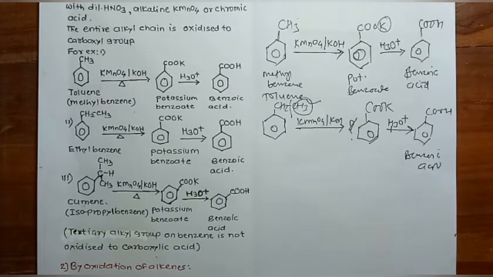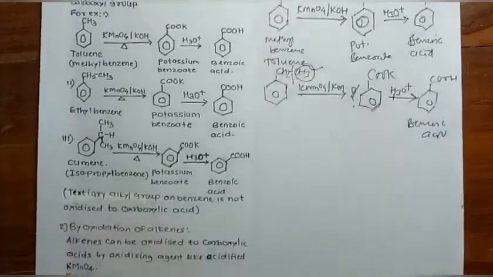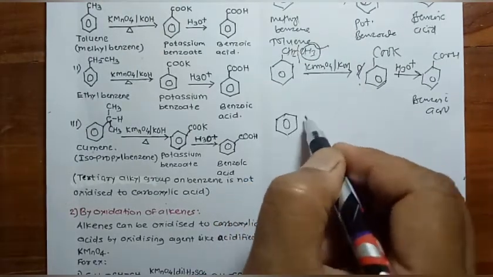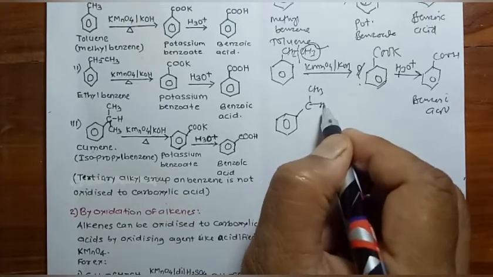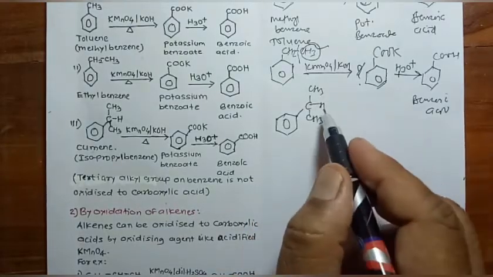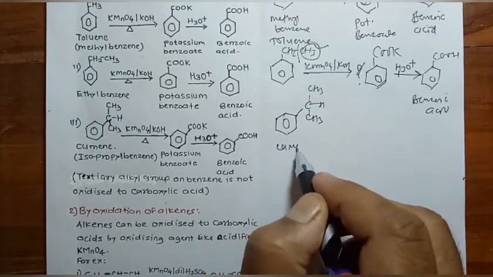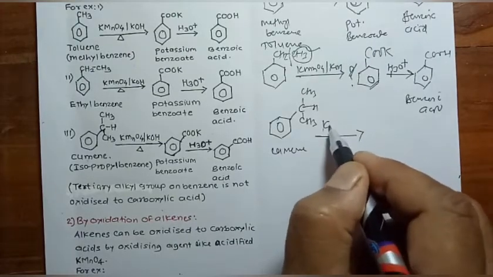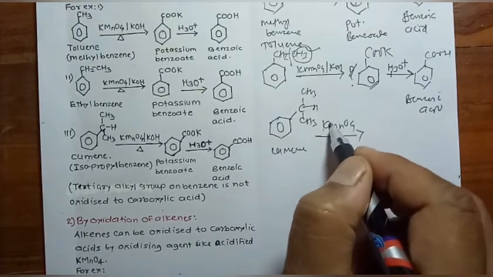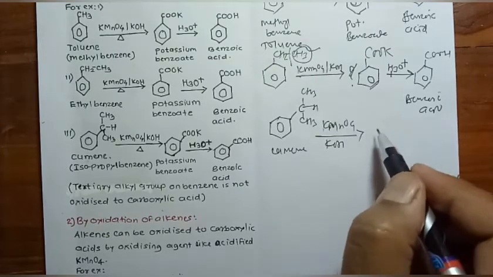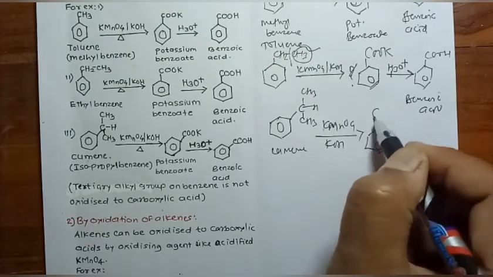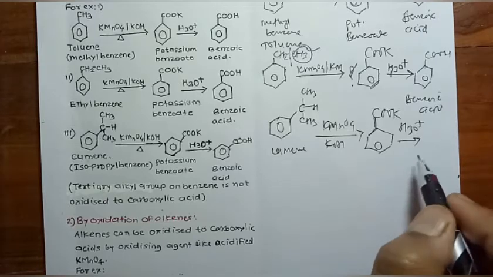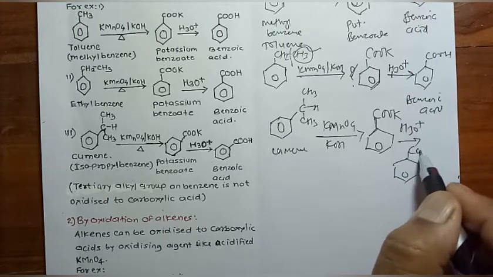Then cumin on oxidation. One more example that is also given in our book, that is cumin, isopropyl group, isopropyl benzene, or it is also known as cumin. When this cumin is oxidized by using alkaline KMnO4, it gives again here potassium benzoate, COOK. This again on acid hydrolysis gives benzoic acid, COOH.